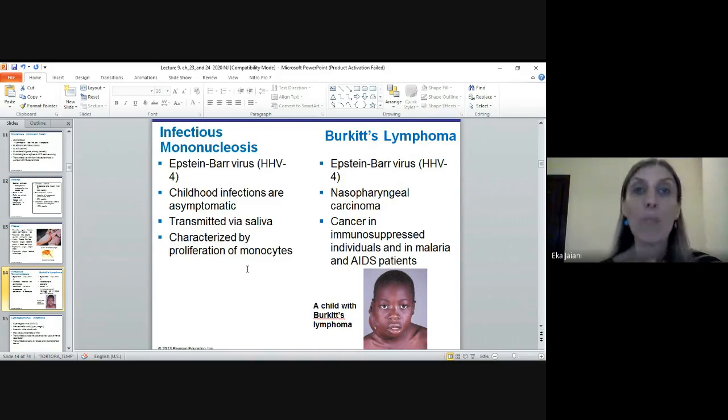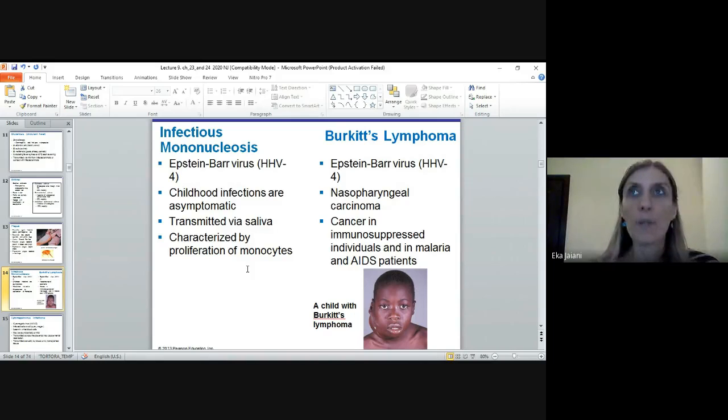Kissing. Epstein-Barr virus targets B lymphocytes and also epithelial cells, and leads to infectious mononucleosis. And what are the symptoms of infectious mononucleosis? Nothing special. Fever, sore throat, lymphadenopathy, and there can also be hepatosplenomegaly due to the production of lymphocytes, B and T lymphocytes.